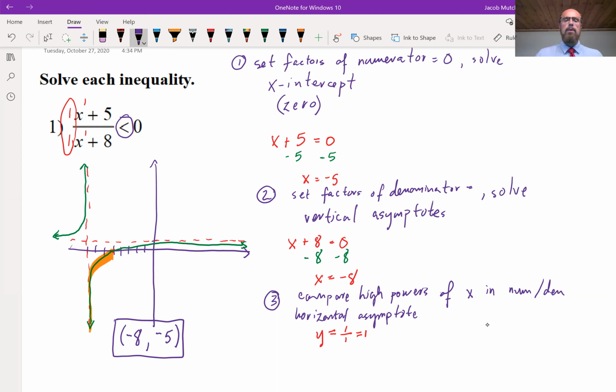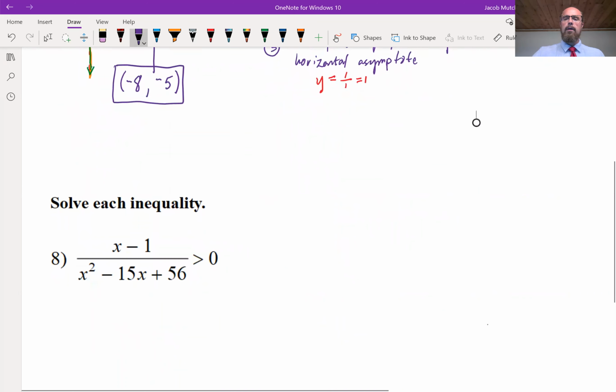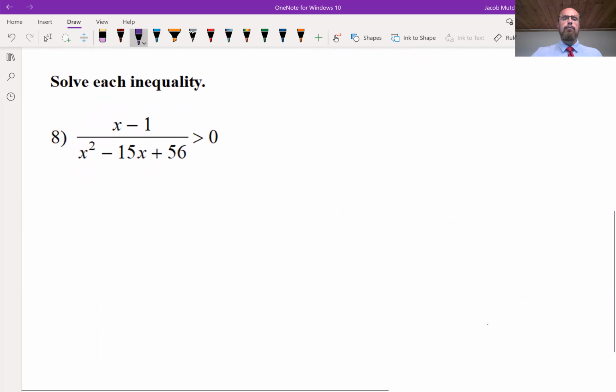All right, so that was a simple rational function, but it helped us to set out a strategy that uses both algebra and graphing in order to come up with the solution interval. Let's take a look at a second example of a more involved rational function.